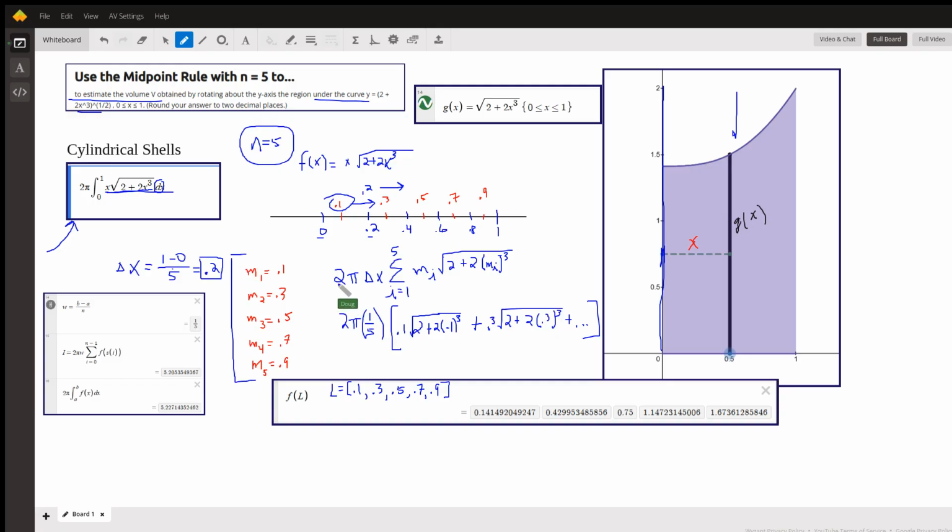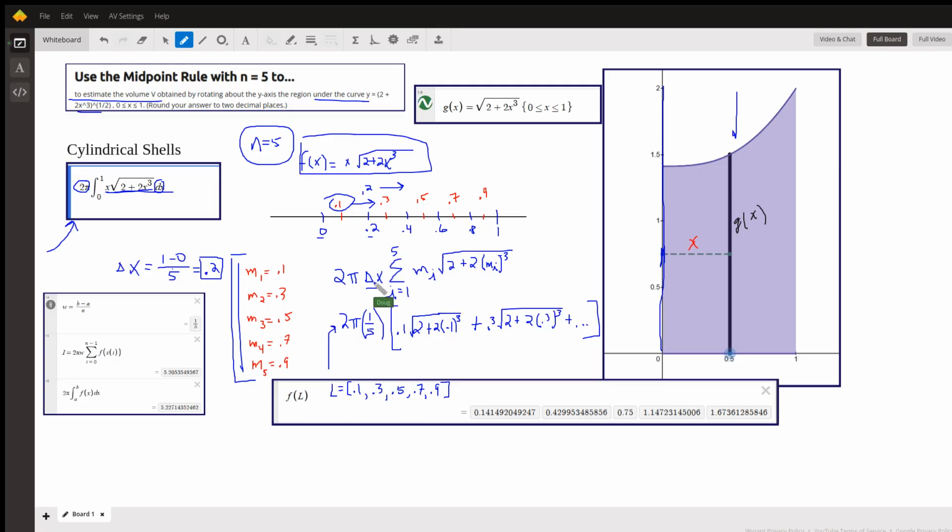And the Riemann sum looks like this. 2 pi, that's from here. Delta x appears in each of the summations, so we can pull that out, which is the 1/5. And then we want to find the sum from i equals 1 to 5 of the value of this function at each midpoint, m sub i. These are the m sub i's from 1 to 5, times the square root of 2 plus 2 times m sub i cubed.